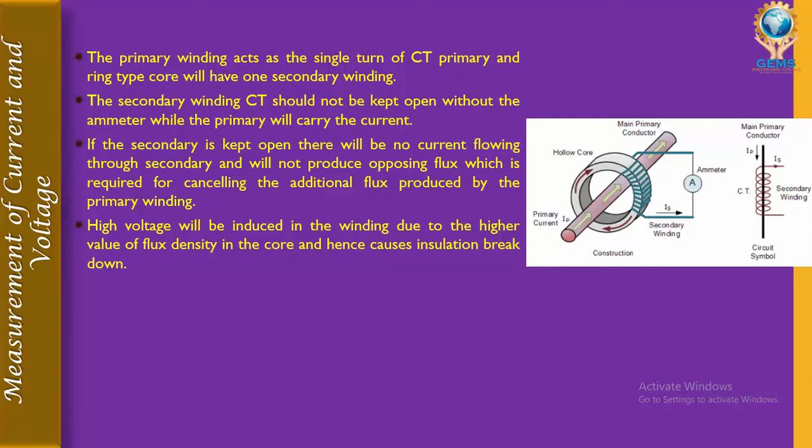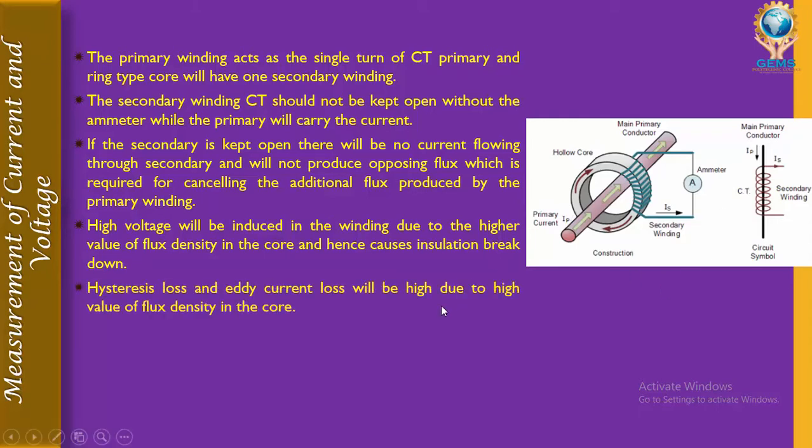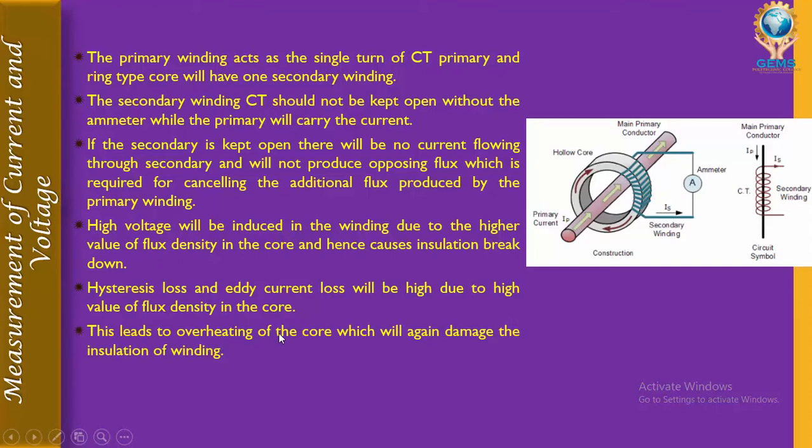Because of that, high voltage will be generated across the secondary winding, which will create shock in the circuit. Hysteresis loss and eddy current loss will be too high due to the high value of flux density in the core. This leads to overheating of the core, which will cause damage to the insulation of the winding. Hence, the secondary winding should be short circuited if the ammeter is disconnected.